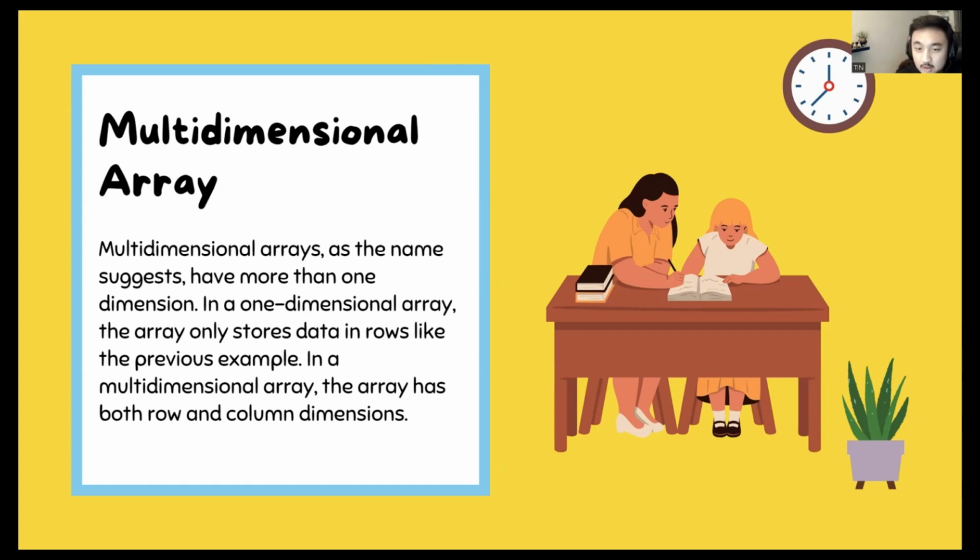Okay, now we will learn about the multidimensional array. Multidimensional arrays, as the name suggests, have more than one dimension. It has two dimensions. In a one-dimensional array, the array only stores the data in rows, like the previous example. But in a multidimensional array, the array has both row and column dimensions. We can meet the multidimensional array as a matrix in math.